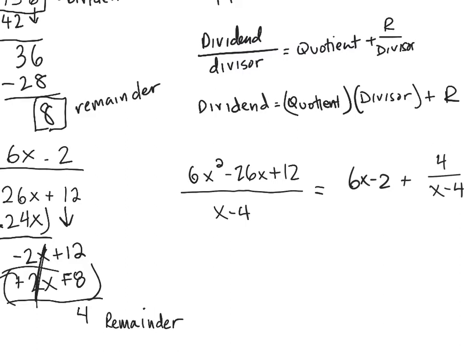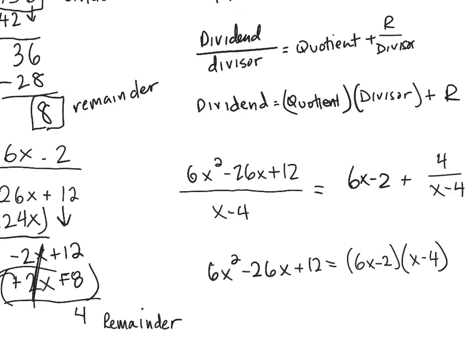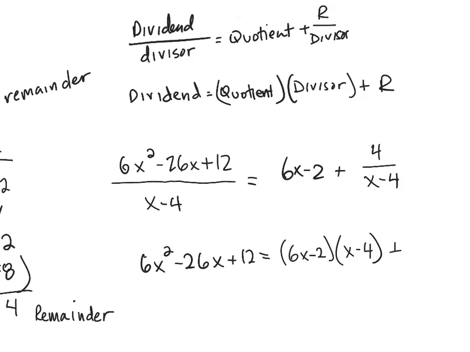The other way is to show just the dividend is equal to the quotient multiplied by the divisor plus the remainder. So it'll be clear in the directions which form they want you to represent as far as your answer.